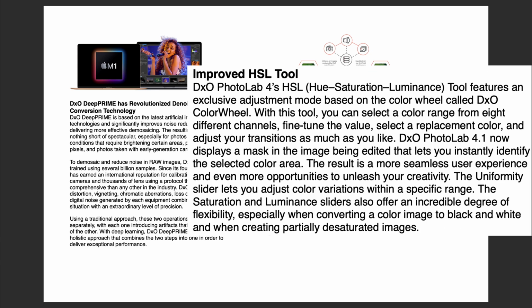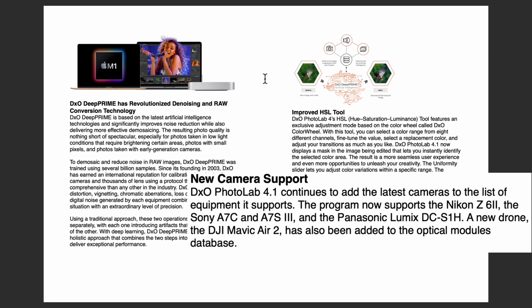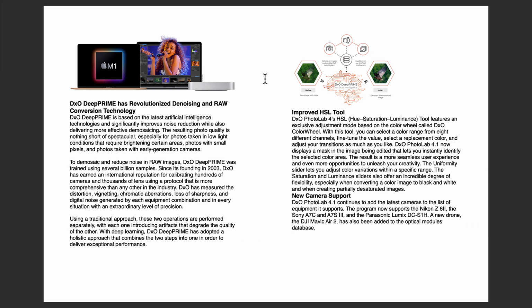Also, they have an improved HSL tool, and I'm going to demonstrate that. And they have new camera support. They now have support for the Nikon Z6 II, the Sony A7C and A7S III, the Panasonic Lumix DC-S1H, and they have support for a drone, the DJI Mavic Air 2. So all that has been added to the latest version of PhotoLab, PhotoLab 4.1.